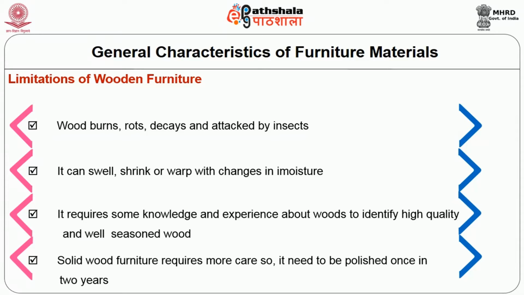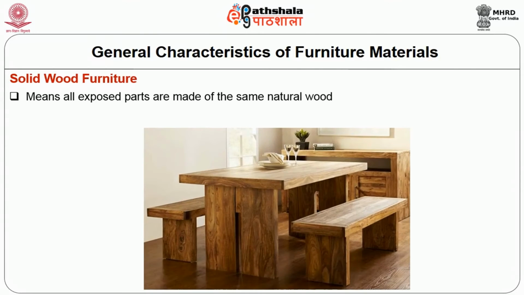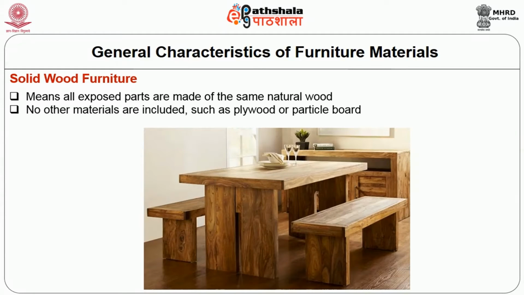It needs to be polished once in a year to maintain its charm. Then what is solid wood furniture? Solid wood furniture means all exposed parts are made of the same natural wood. That is, no other materials are included such as plywood or particle wood.